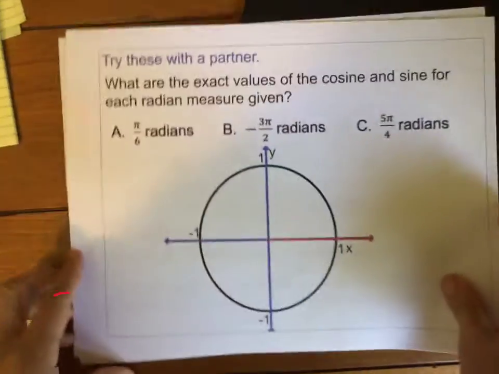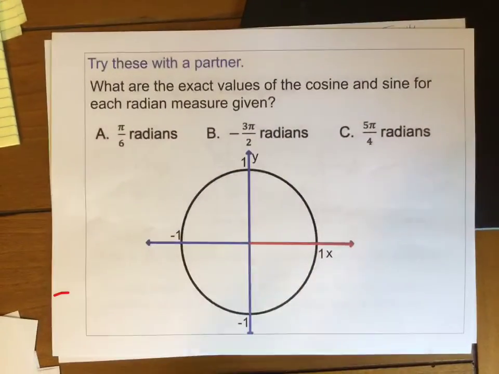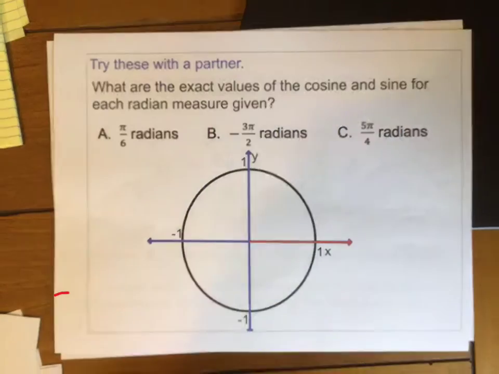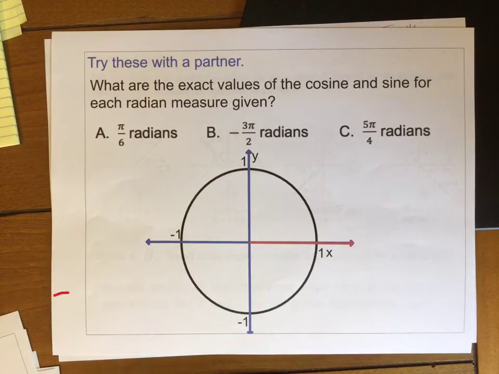Moving on. All right. Here's a few more to try. Be really careful when you're looking at these. Notice that on B there's a negative there. And so when we come back, I'm just going to write the answers in.